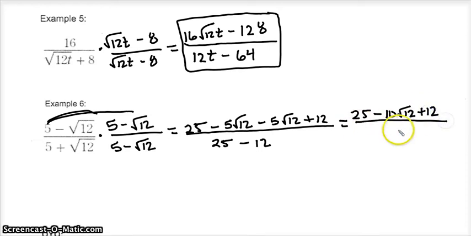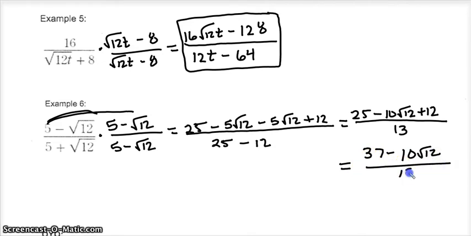all over 13. And I can take it one step further by combining my like terms up top, and I've got 25 plus 12, which gives me 37 minus 10 root 12 all over 13. Since there are no common factors of 37, 10, and 13, I can call this my final answer.